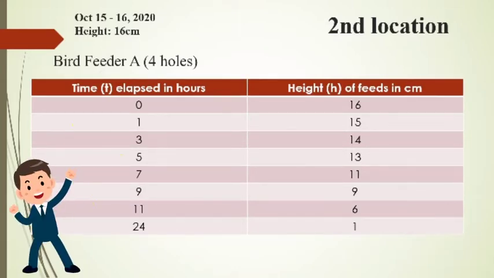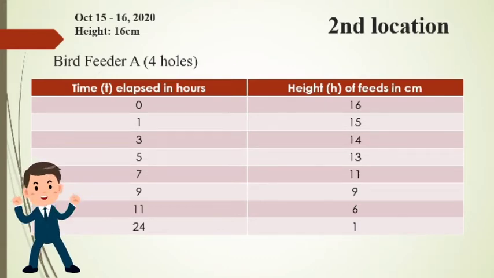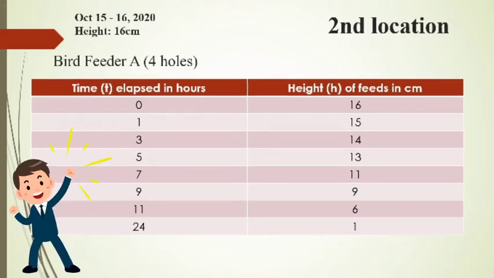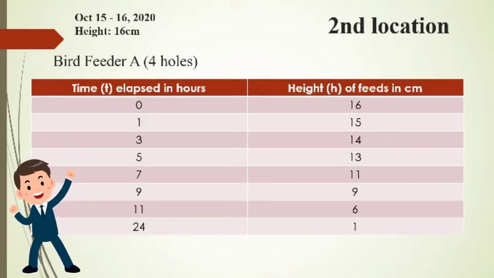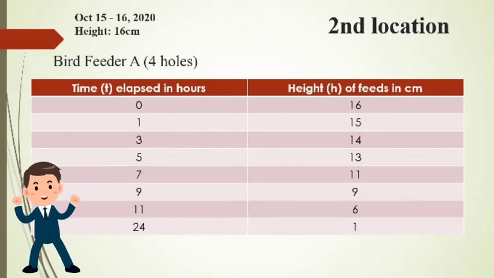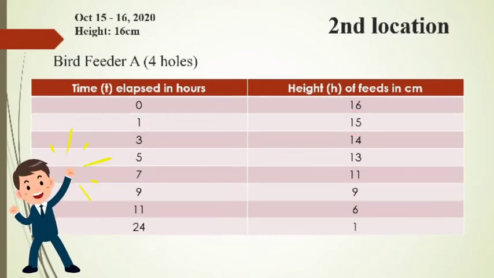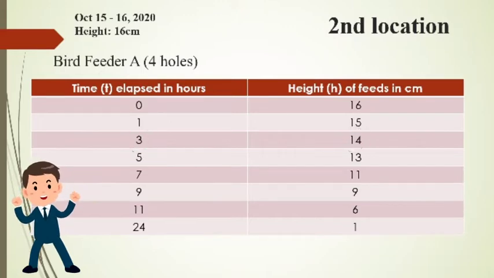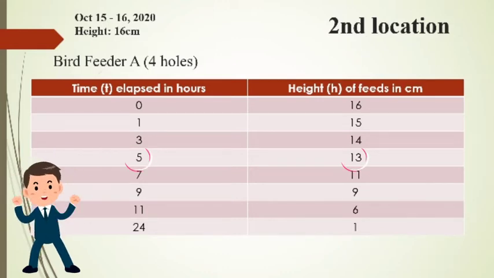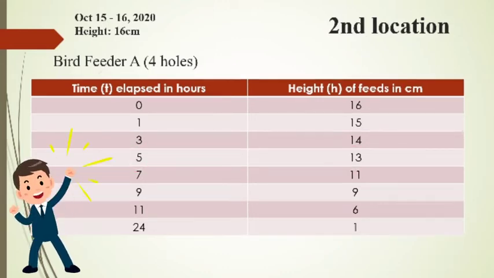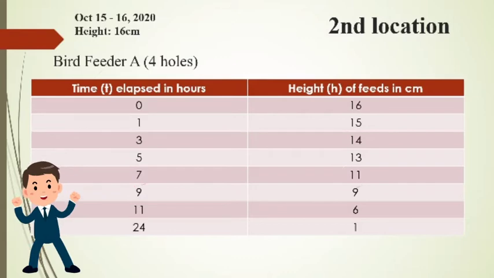So next, in the second location, bird feeder A with 4 holes. We have the time elapsed in hours and the height of feeds in centimeters. At 0, the feeds is 16. In 1 hour, the feeds is 15 left. And in 3 hours, the feeds 14 left. And 5 hours, 13 centimeters left. In 7 hours, 11 centimeters left.